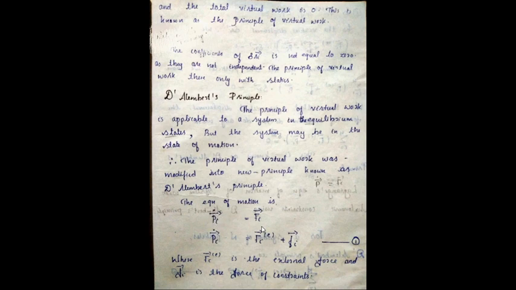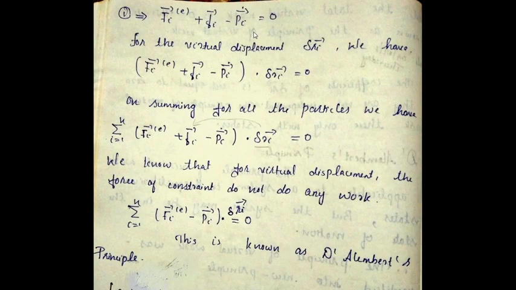Now, in the first part, we saw virtual displacement and virtual work. There you can see the force is equal to Fi external plus fi, that is nothing but the external force plus the force of constraints. Force of constraints and external force. Now, that is equal to 0.